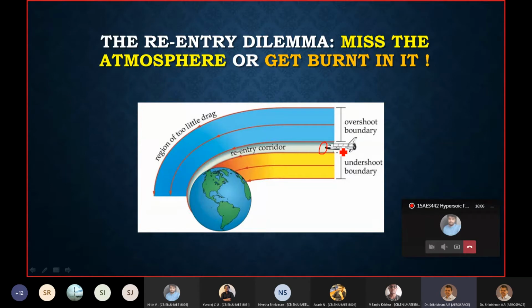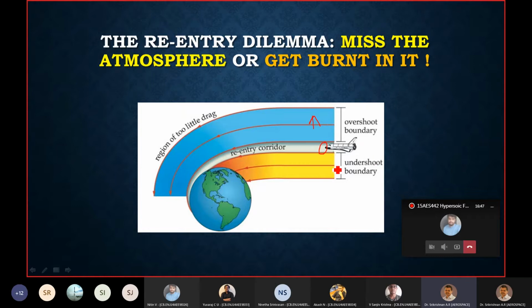If it is on either side of it, so if it is on the higher side... if the angle of attack is not sufficient, the drag that is going to be produced will be too small, and the vehicle may just skip off the atmosphere and get back into space, and won't be able to enter the atmosphere. On the other hand, if the angle is too high, then the resulting drag will be very high, and at that re-entry velocity, the resulting heating will be too high, and the materials may not withstand it.